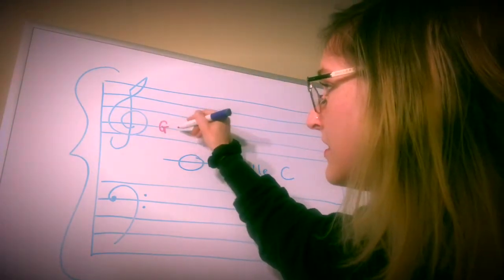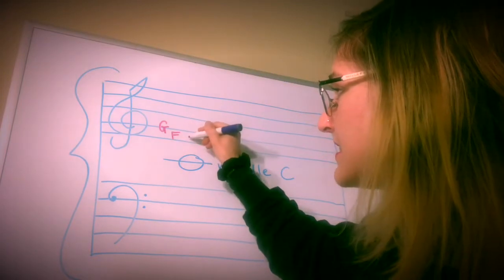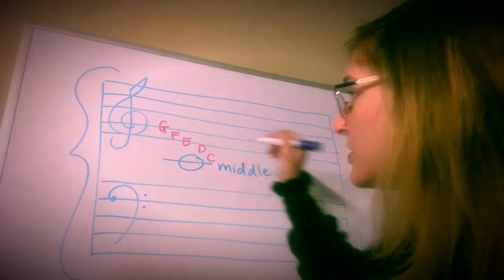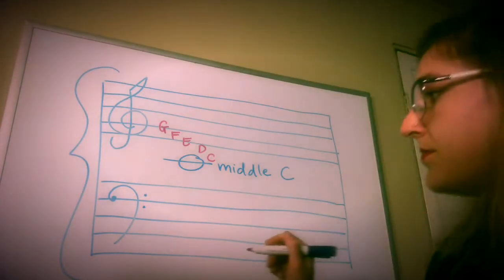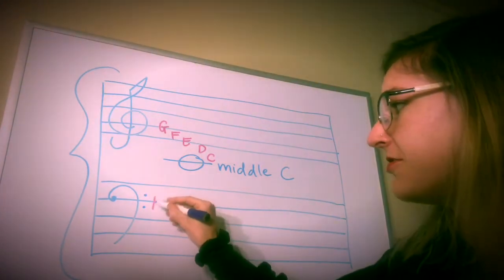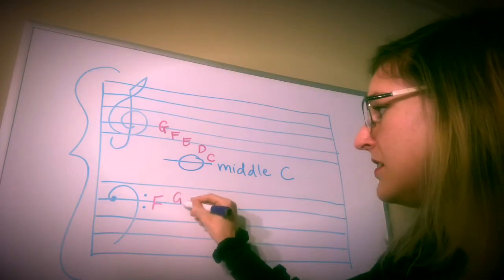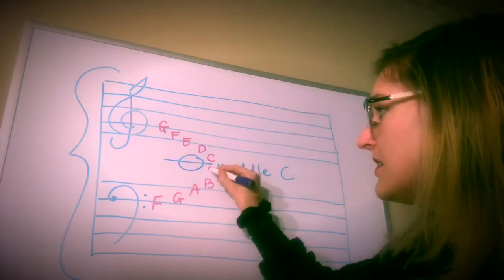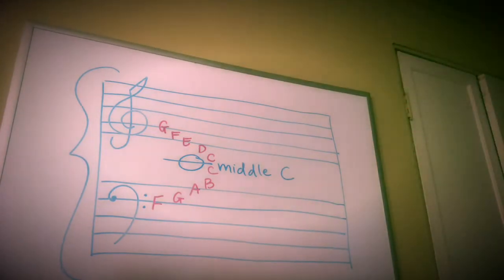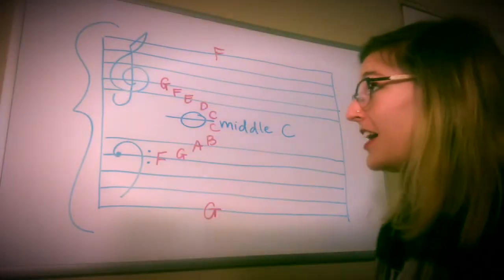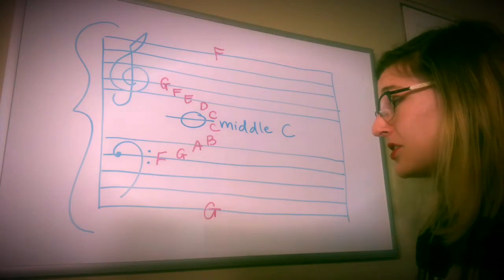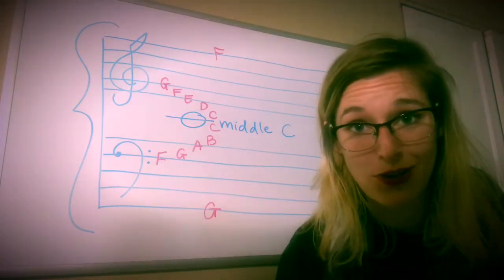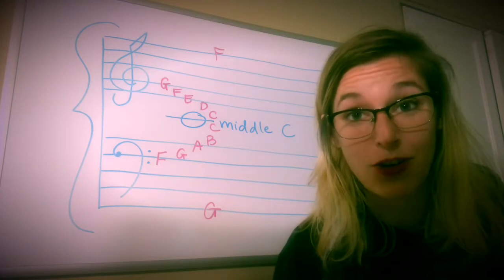Treble G steps down to F, steps down to E, steps down to D, steps down to middle C. Bass clef F steps up to G, steps up to A, steps up to B, steps up to middle C. On the grand staff, everything is pretty relative to middle C. You know what middle C is, right? You know where it is, you know how to find it on your instrument? Good.